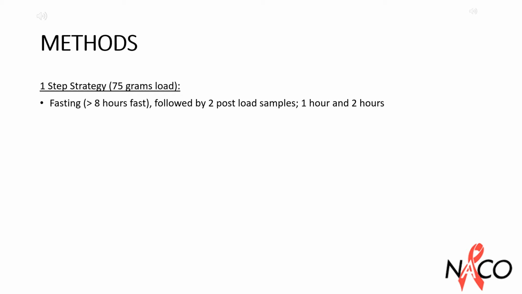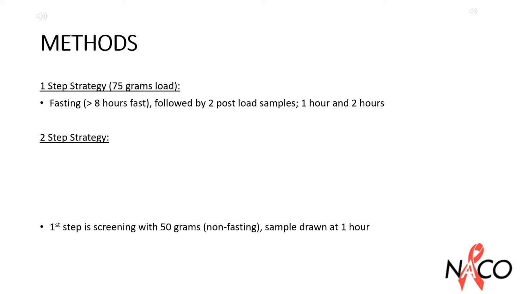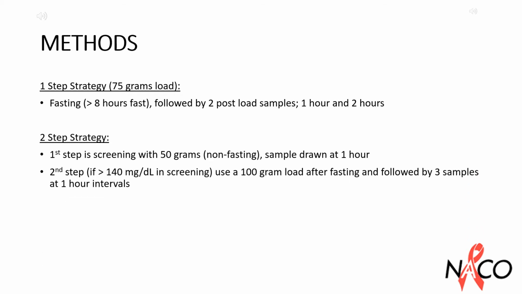In the two-step strategy, the first step is to screen with 50 grams of glucose and the sample is drawn at 1 hour. The second step, if more than 140 mg per deciliter in screening, a 100 gram load of glucose is used after fasting and followed by 3 samples at 1 hour intervals. Please refer to the current ADA guidelines.